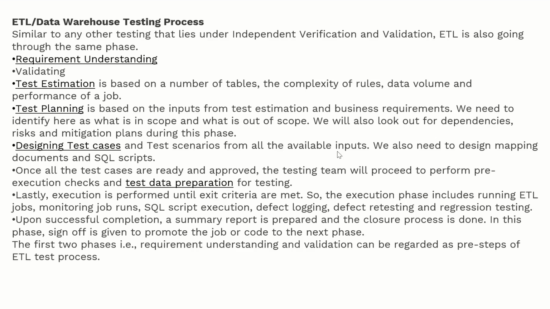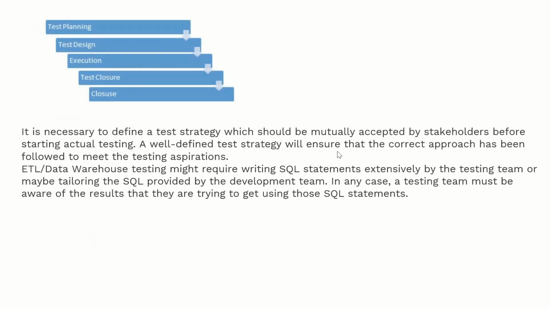So the execution phase includes running ETL jobs, monitoring job runs, SQL script execution, defect logging, defect retesting, and regression testing. Okay, so upon successful completion, a summary report is prepared and a closure process is done. In this phase, a sign off is given to promote the job or code to the next phase. So the first two phases, that is requirement understanding and validation, can be regarded as pre-steps for the ETL process. So that is what is mentioned here in pictorial form: test planning, test design, execution, and test closure.